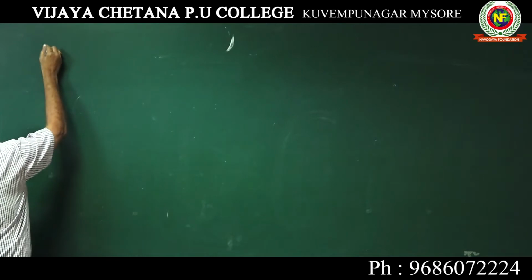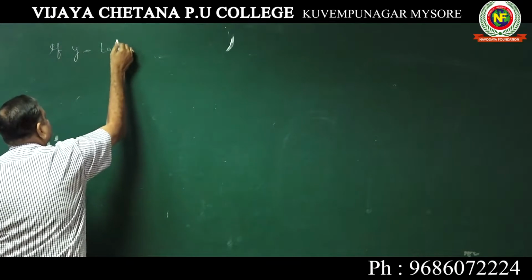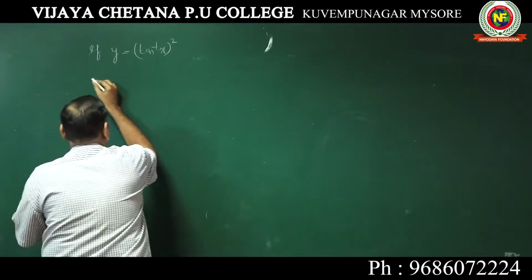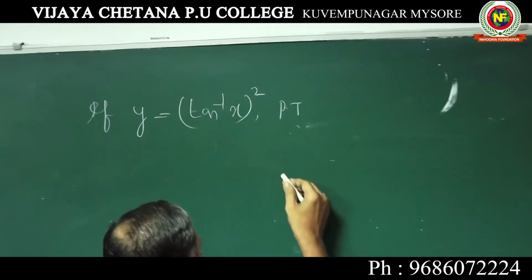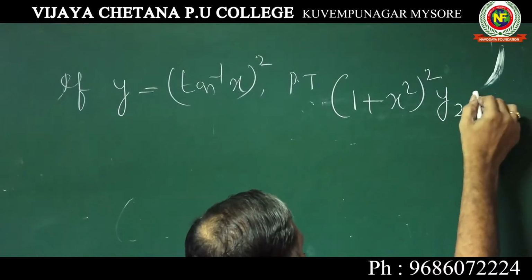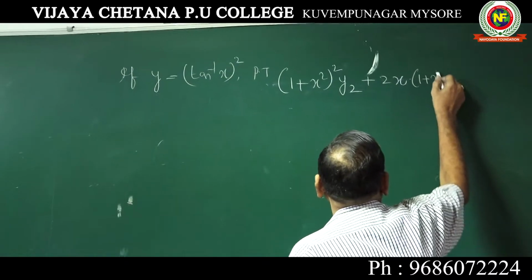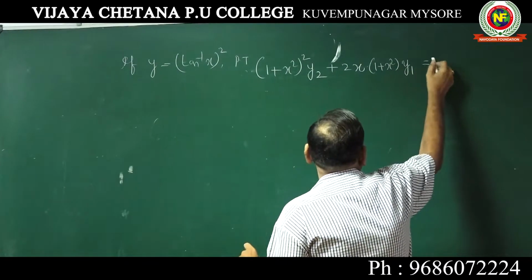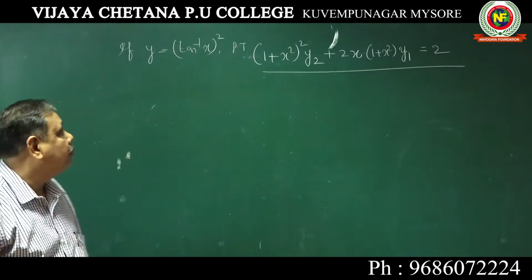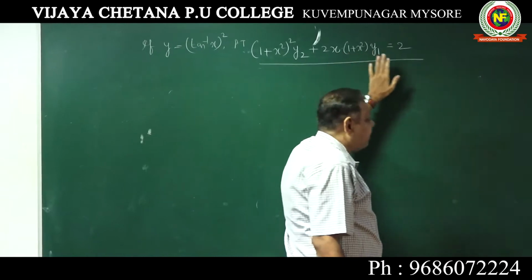Take down this problem. One, if y is equal to tan inverse x whole square, prove that (1 plus x square) whole square y2 plus 2x into (1 plus x square) y1 is equal to 2. Very important question. So if y is equal to (tan inverse x) whole square, prove that (1 plus x square) whole square y2 plus 2x into (1 plus x square) y1 is equal to 2.